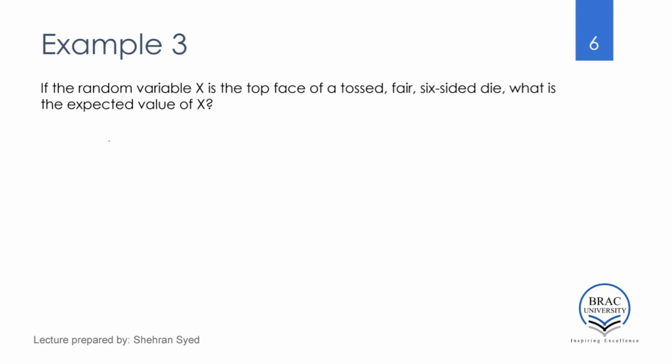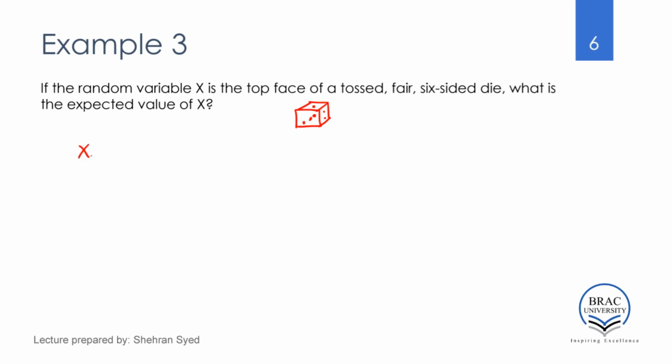Now for the third example. If the random variable x is defined as the top face of a tossed fair 6-sided die, what is the expected value of x? So x is defined as the top face of a fair die. If we have a 6-faced fair die and we toss it, x is defined as a random variable that identifies the value on the top face of the die.